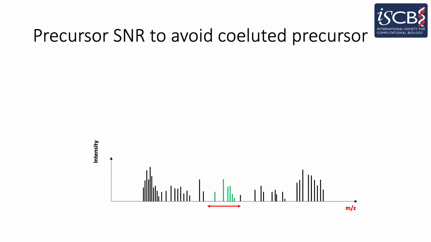One of the features we use is precursor signal to noise ratio, or SNR, the SNR within the target precursor envelope m/z range. The envelope range is specified by red arrows in this figure. From the observed signal, signal and noise components are separated to measure the SNR. This feature is very useful to avoid co-eluted precursors because the co-eluted precursor signals are considered as noise components.